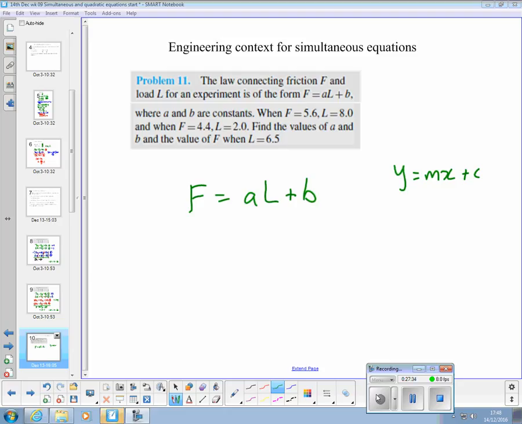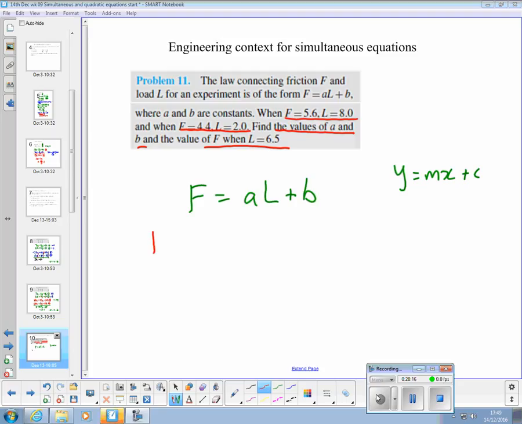You've got some data on this question. When F is 5.6, L is equal to 8, and when F is 4.4, L is equal to 2. Find the values of a and b, and then find out what F is when L is equal to 6.5. How do we do that? How do we do it mathematically? What are we effectively doing if we graph the thing?